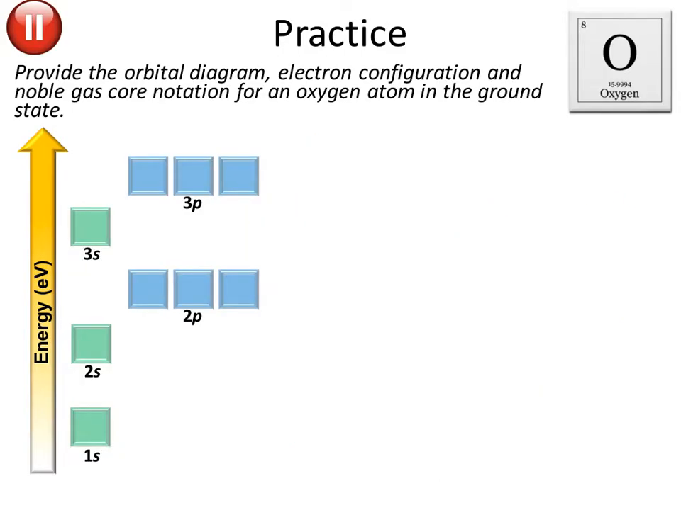All right, so here's some practice. What we'd like you to do is provide the orbital diagram, the electron configuration, and the noble gas core notation for an oxygen atom in the ground state. Okay, so work on this. Pause the video right now, and when you're done, unpause and we'll have the answers for you. Okay, pause the video now.